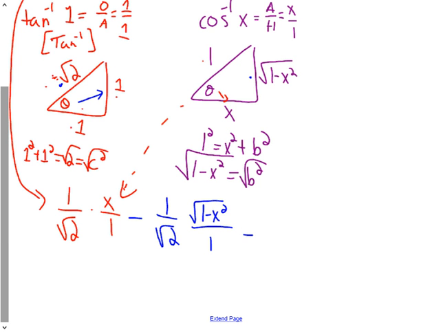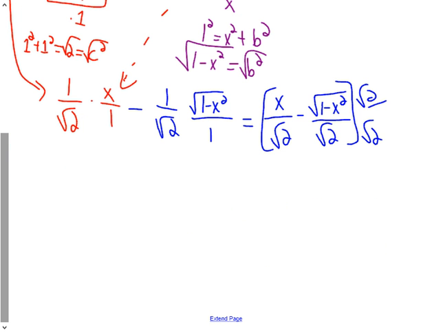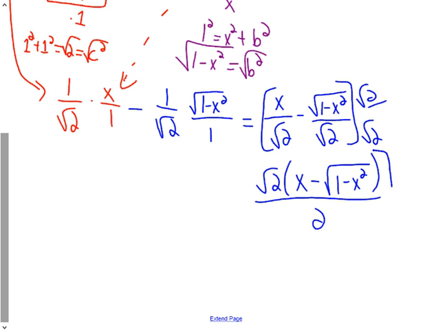And simplifying, we get x over root 2 minus the square root of 1 minus x squared over root 2. Rationalizing, we're just going to multiply all these by root 2 over root 2 to get root 2 times x minus the square root of 1 minus x squared, all over 2. Kind of an ugly looking final answer, but that's what it is. So we had to rationalize the square root of 2 in the denominator.